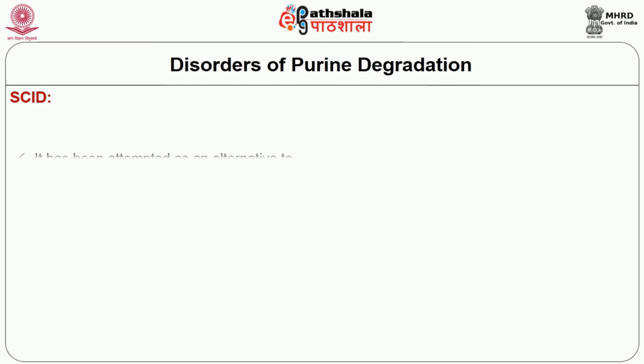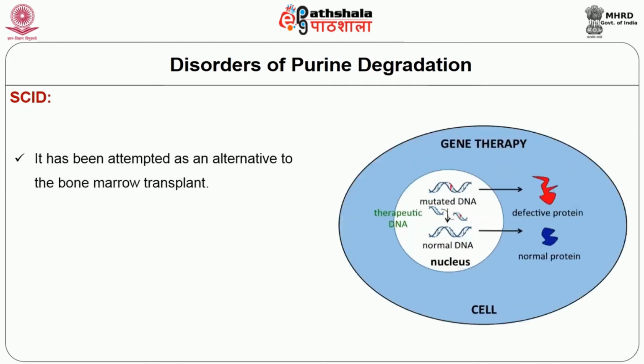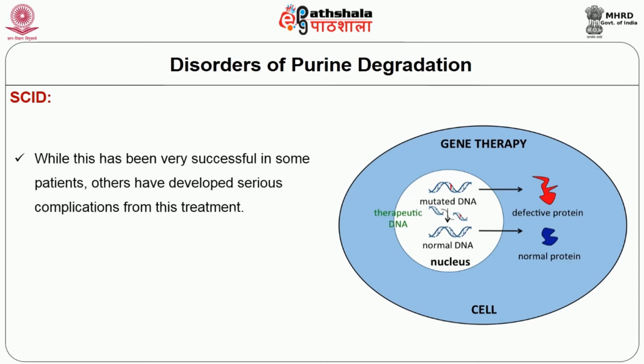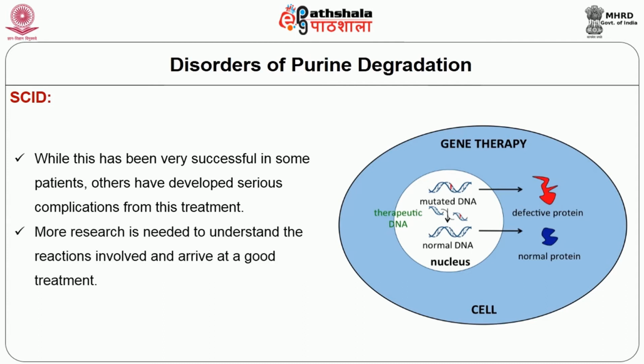More recently, gene therapy has been attempted as an alternative to the bone marrow transplant. Transduction of the missing gene to hematopoietic stem cells using viral vectors is also being tested in ADA SCID and X-linked SCID. While this has been very successful in some patients, others have developed serious complications from this treatment. More research is needed to understand these reactions and arrive at a good treatment strategy.